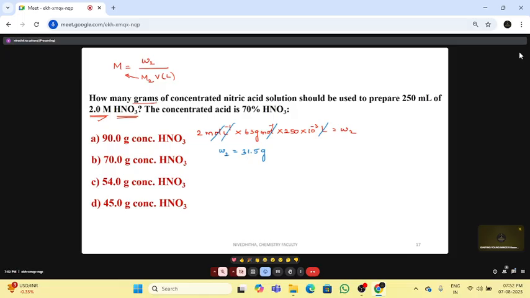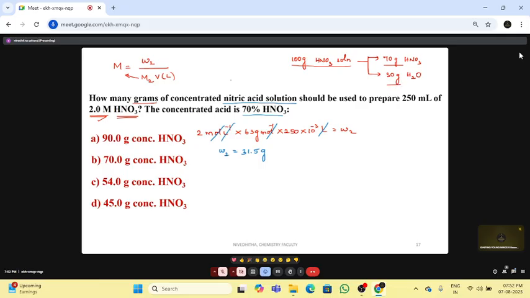But in our lab, nitric acid is in solution form. That itself is a solution, and the concentration of that solution is 70%. What the 70% nitric acid solution means is, if you take 100 gram of this nitric acid solution, in that 100 gram, 70 gram was nitric acid and the remaining 30 gram was water. Okay, so if you take 100 gram of nitric acid solution, 70 gram was nitric acid and the remaining 30 gram was the weight of water.